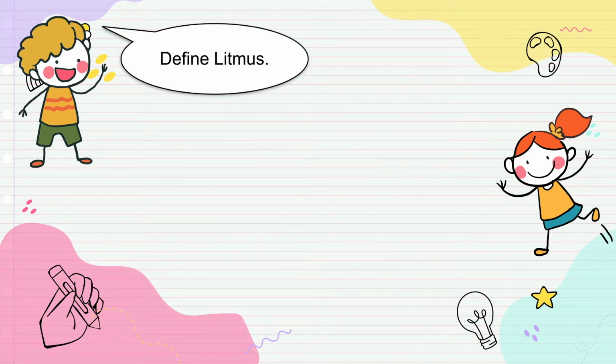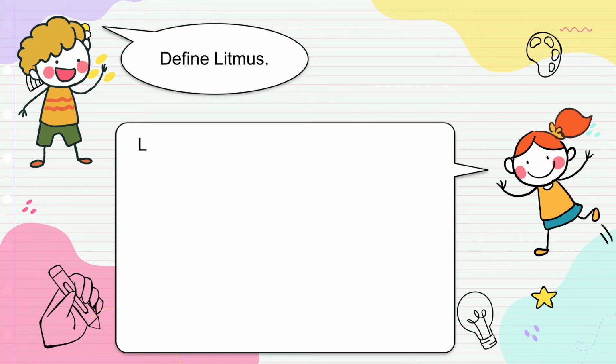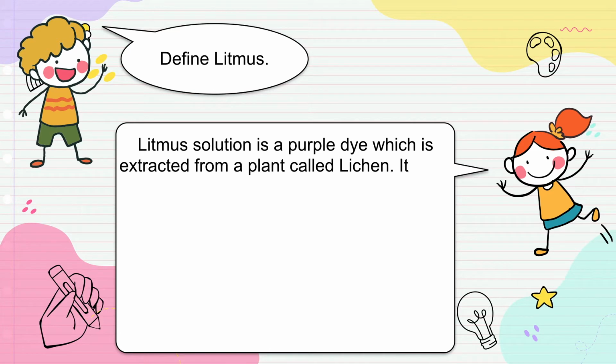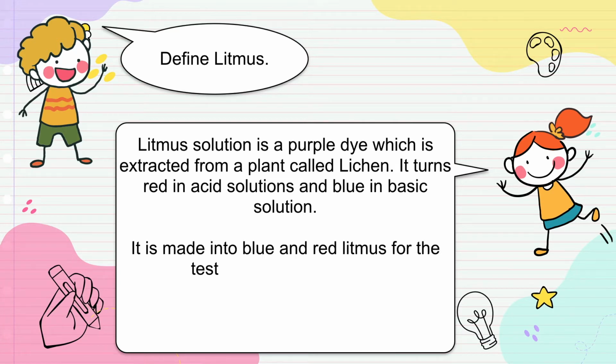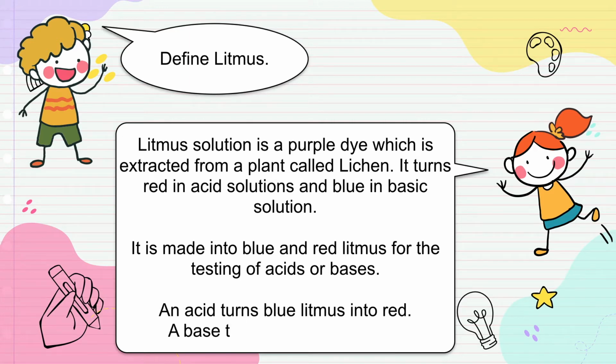Define litmus. Litmus solution is a purple dye which is extracted from a plant called lichen. It turns red in acid solution and blue in basic solution. It is made into blue and red litmus for the testing of acids or bases. An acid turns blue litmus into red. A base turns red litmus to blue.